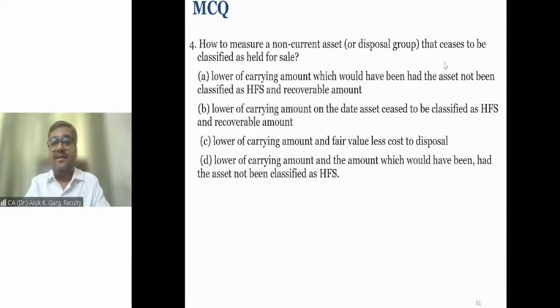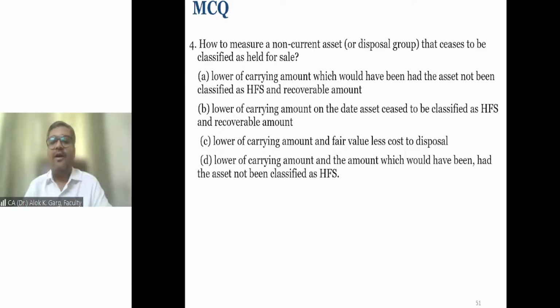How to measure a non-current asset held for sale? How to measure a non-current asset or disposal group that ceases to be classified as held for sale? So it is asking that if a non-current asset held for sale ceases to be classified as held for sale, then how is it going to be measured?